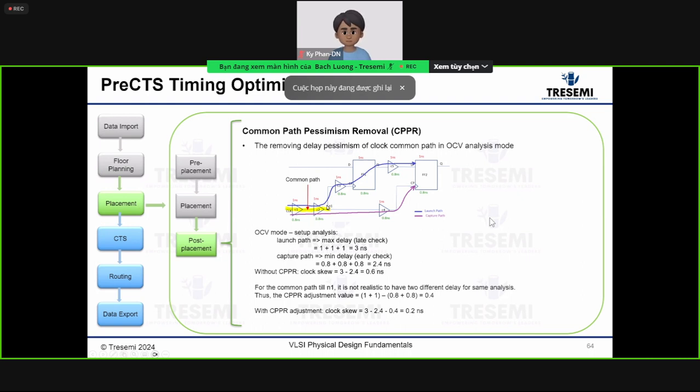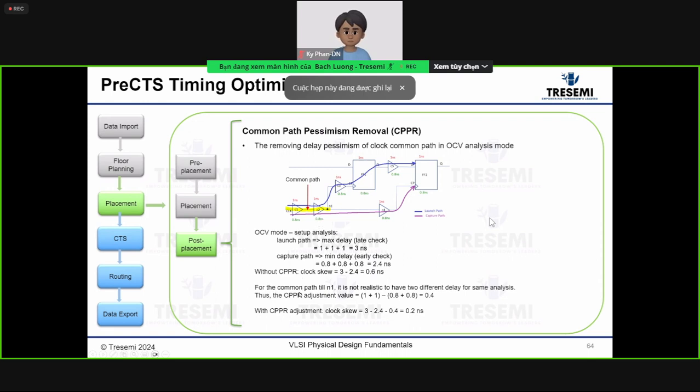So without CPPR, the clock skew would be 3 minus 2.4, right? So your clock skew is 0.6. But for this common path until node 1, it's not realistic to have two different delays for the same path. You can't have a 0.1 and a 0.8 here and a 0.1 and a 0.8 here, right?